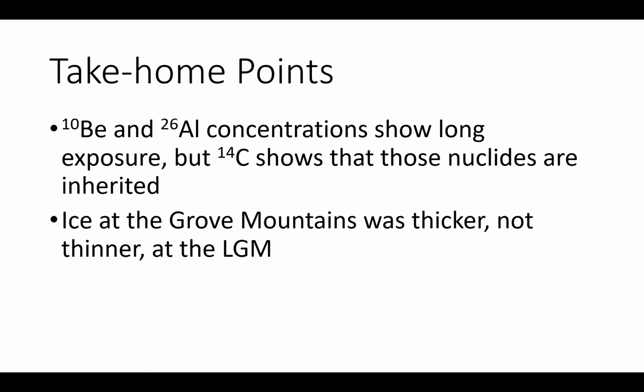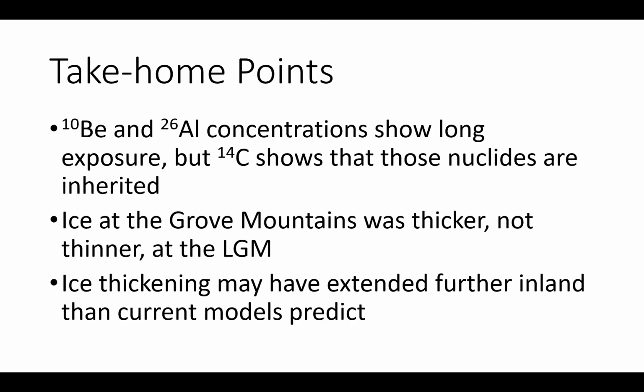Concentrations of in situ radiocarbon measured in samples from a site in inland East Antarctica now show clear evidence that the ice sheet was thicker at the LGM than it is now. The East Antarctic ice sheet, therefore, may have been thicker across its interior at the LGM, or coastal thickening may have extended further inland than current models predict.